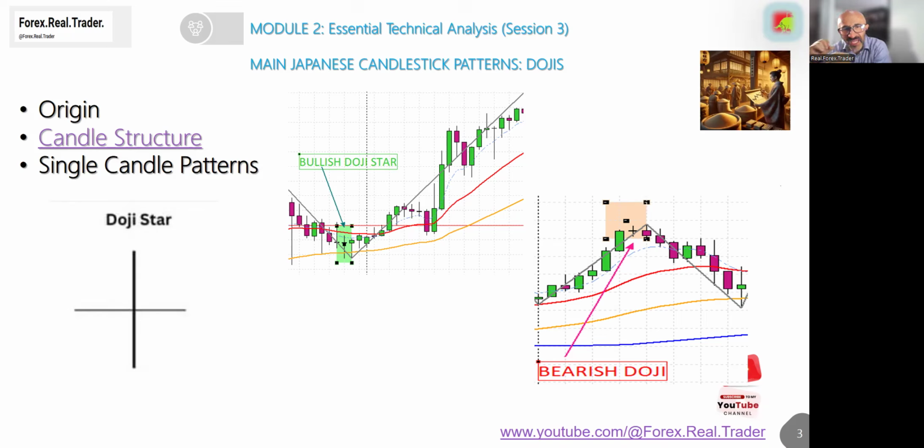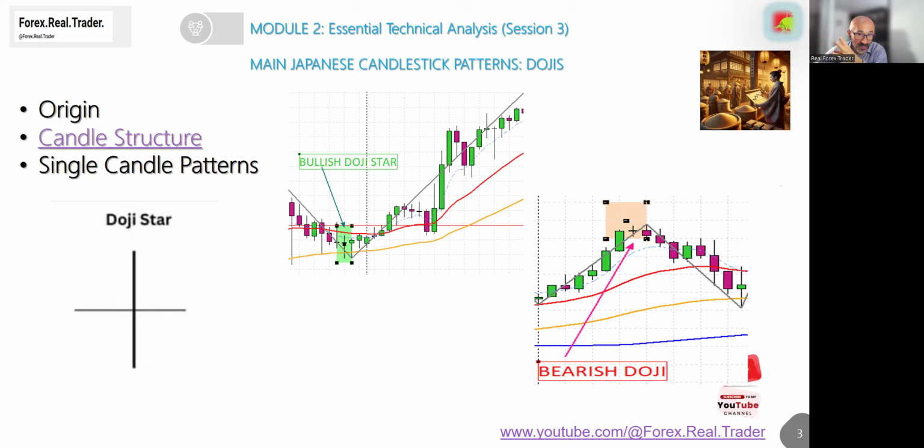The thing is that each candlestick represents a specific time period. Could be minutes, hours, days, weeks, months, or even years, right? And each candlestick provides very critical information, okay?